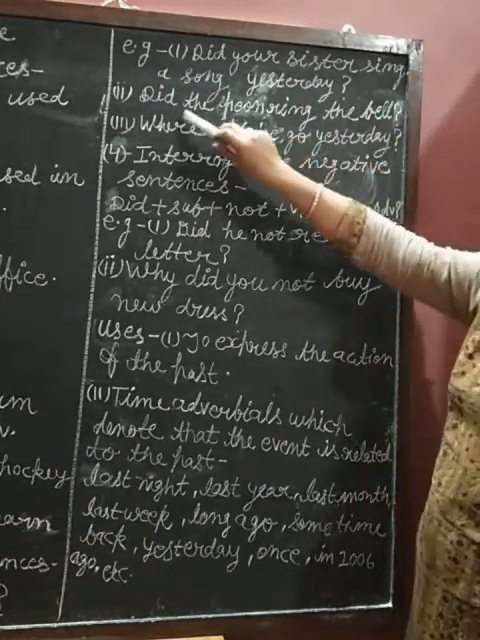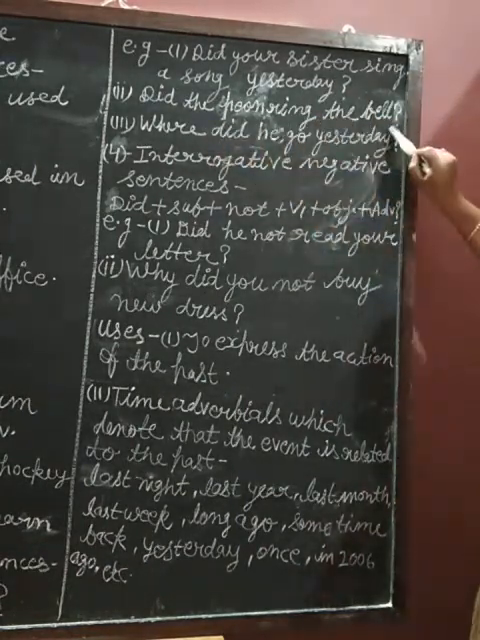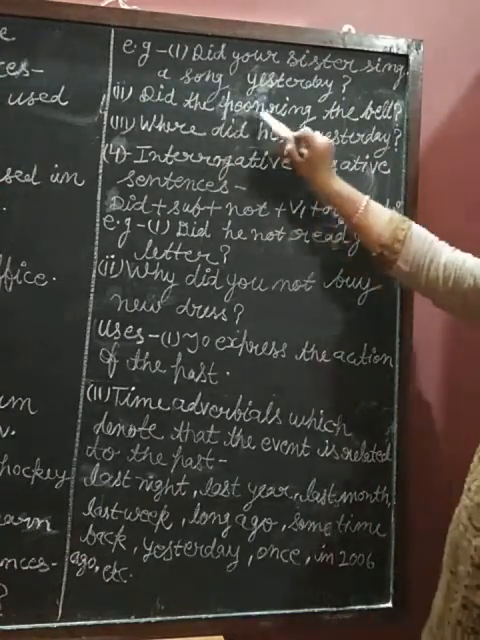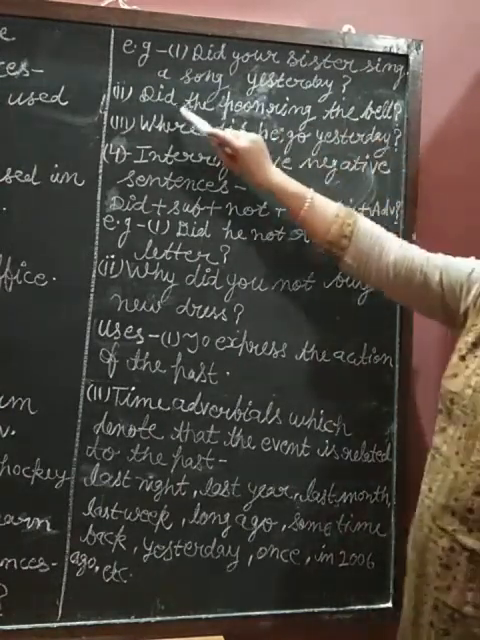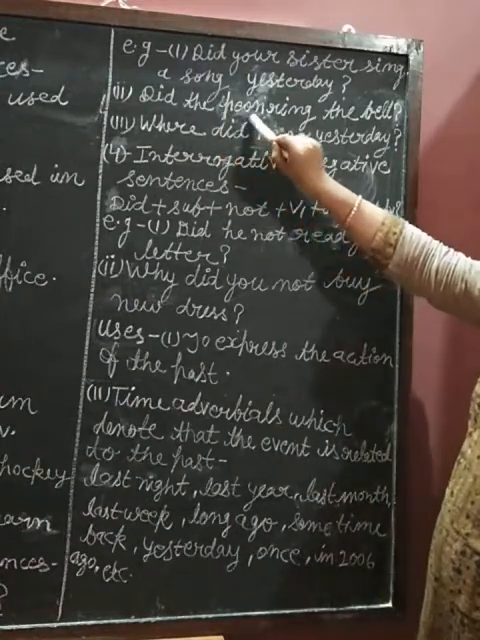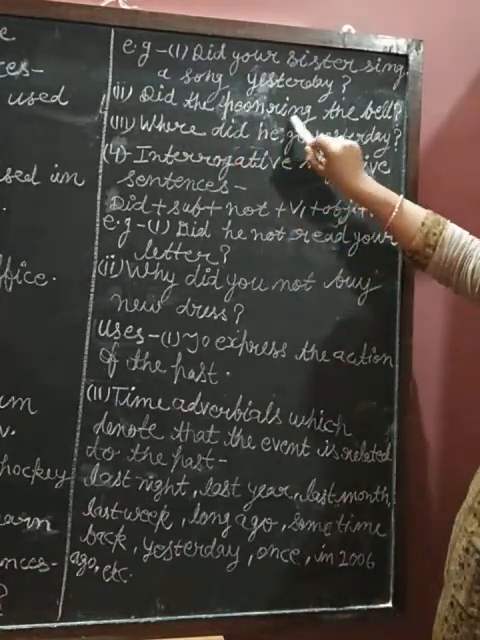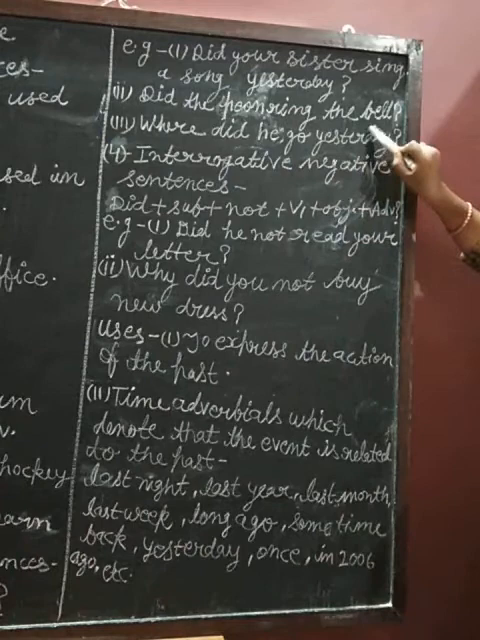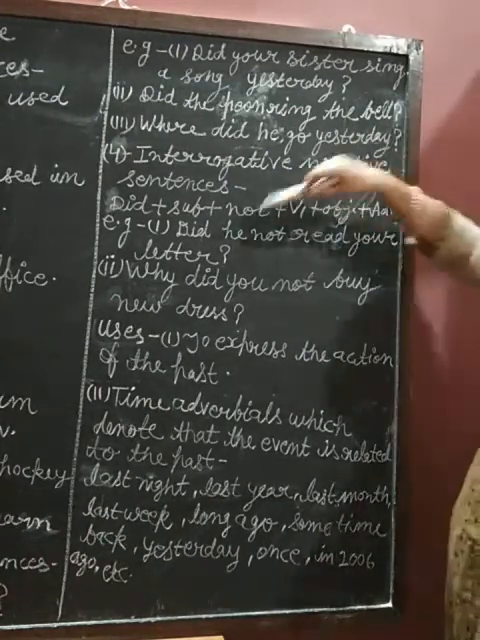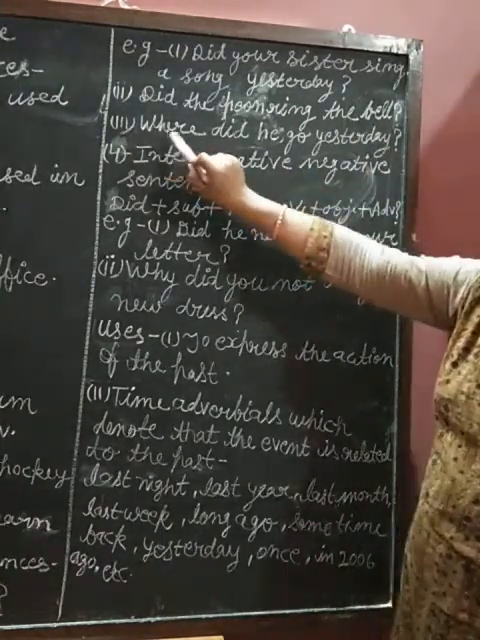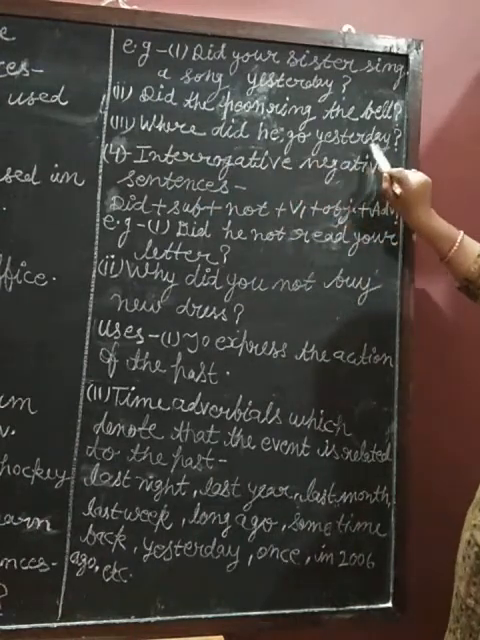Another example is: did the peon ring the bell? Did is a helping verb. The peon is a subject, ring is the verb's first form, the bell is an object. It ends with an interrogative sign. Third example: where did he go yesterday?